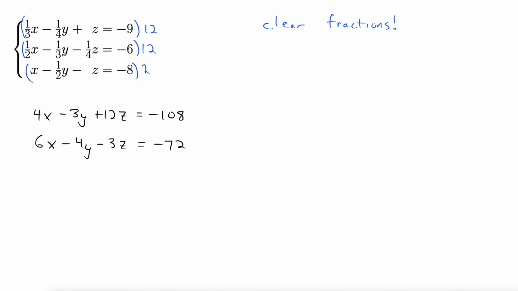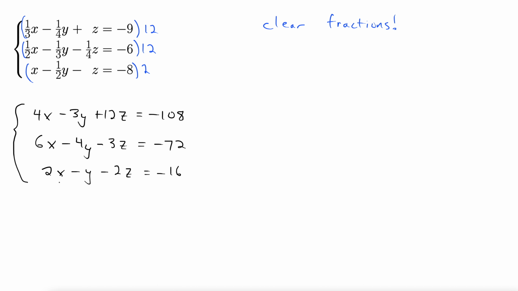Alright, and now we'll multiply everything down in row 3 by 2, giving 2x minus y minus 2z equals negative 16. And look, we have a new system of 3 equations, 3 unknowns, but there's no fractions in it. So let's work on solving this one here.